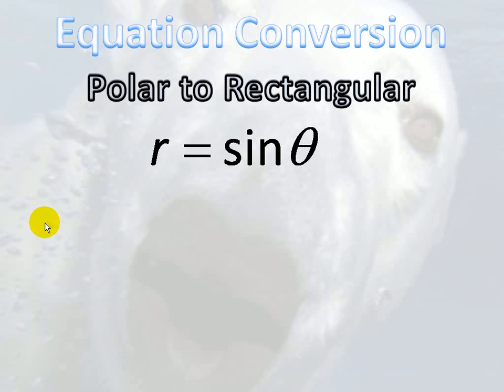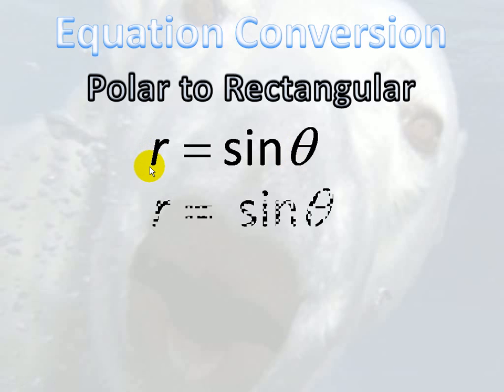Now, another example of polar to rectangular. So here we go. We've got r equals sine theta. Now we have a formula for conversion that looks almost like this. We have r sine theta. We know that when we see r sine theta, we can replace that with a y. Well, we don't have r sine theta, and we don't have r squared either.